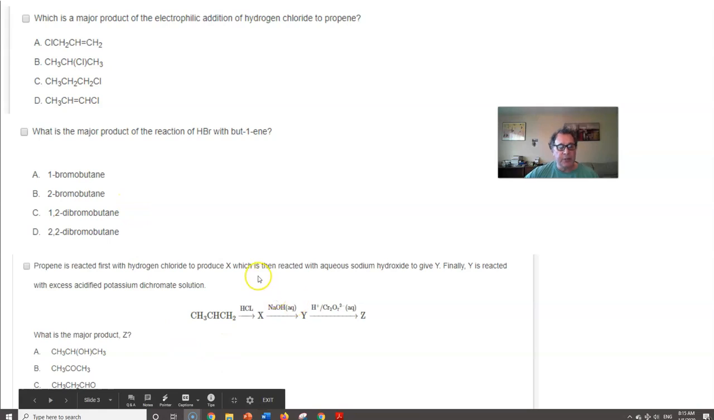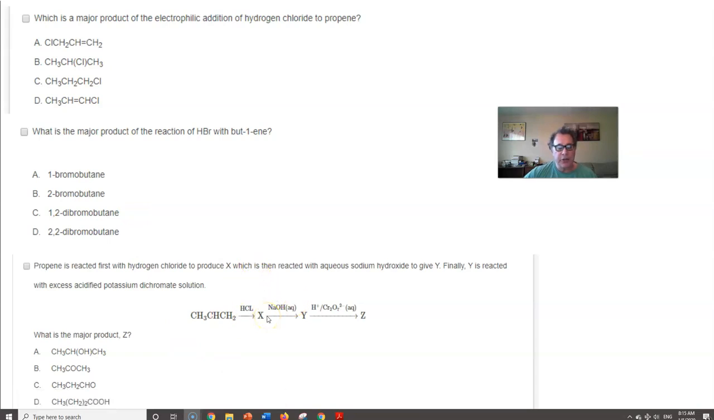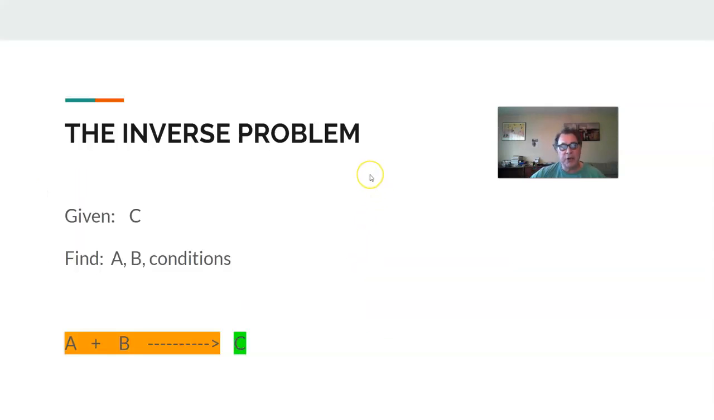In this particular example here, you have sort of a chain reaction or a chain problem, where again, you're given the reactants in each case and the conditions, and you're to predict, in this case, X, Y, and Z. Well, you actually don't have to answer X and Y, but you need to know X and Y to answer Z. So you get the idea here. This is the classical organic chemistry problem.